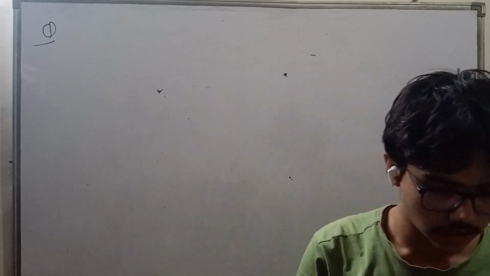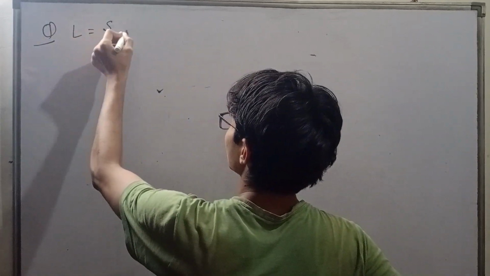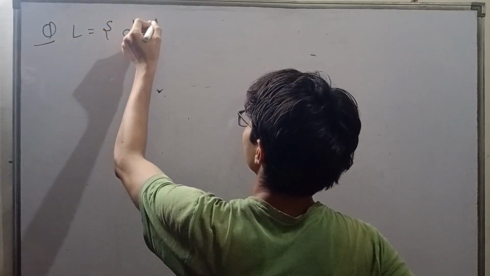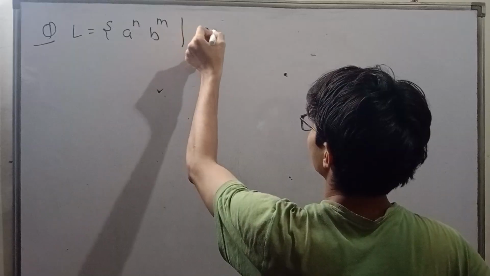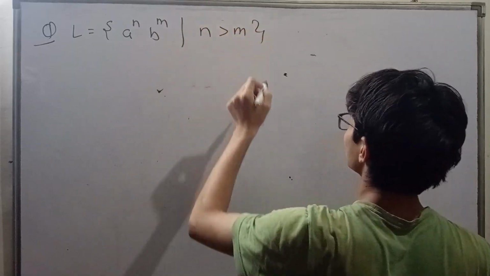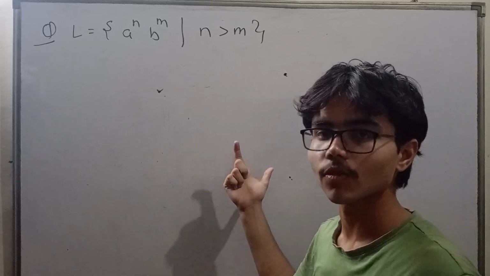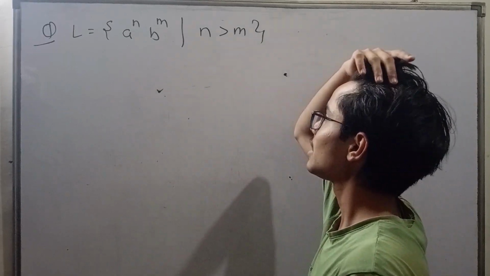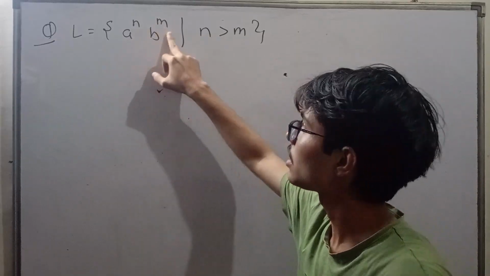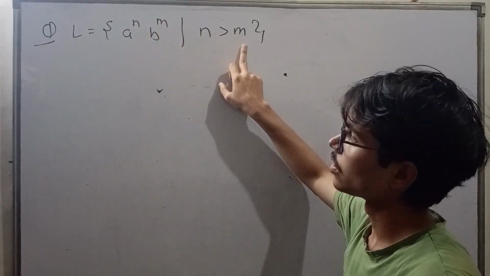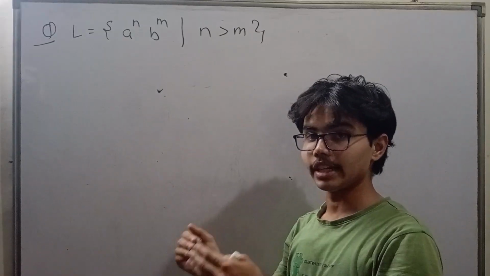Next question is, the language is such that a power n, b power m, such that n is greater than m. Okay, n is greater than m. How can you write this? So just analyze this. What is this saying? This language is saying that in a and b, m and n are different. N must be greater than m.